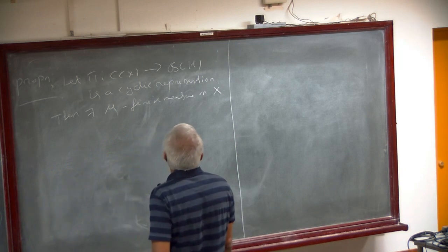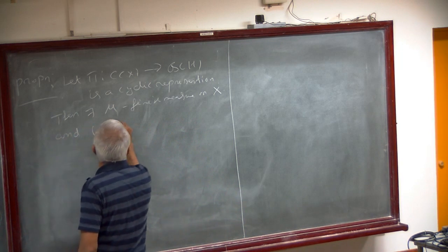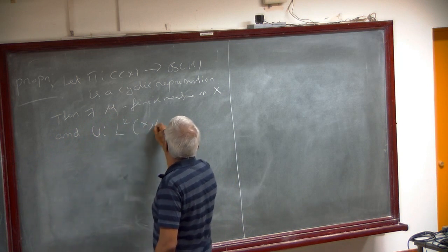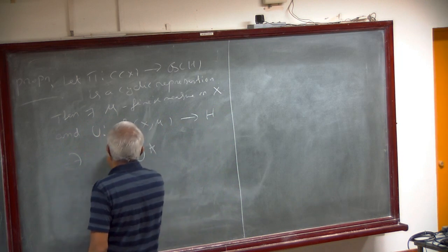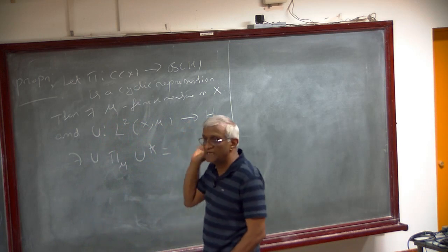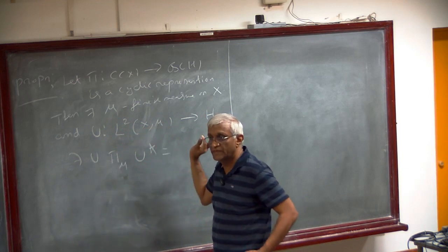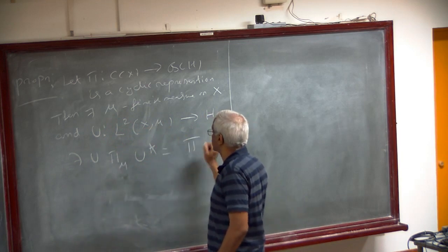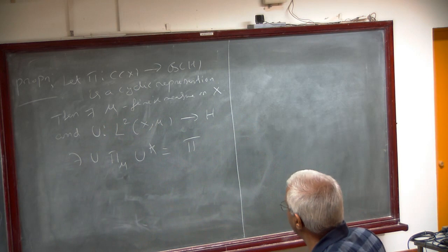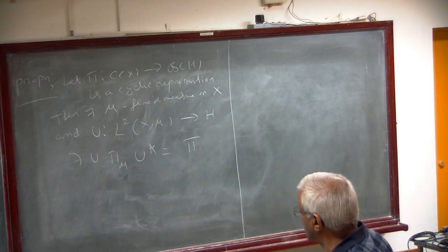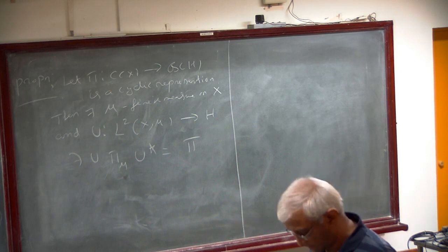So then there exists a finite measure μ on X and a unitary operator U from L²(X, μ) to this H, such that U* π_μ U, I mean, it is unitary, equals π. Any cyclic representation of C(X) is unitarily equivalent to a representation given by a measure. It can be represented as multiplication operators. That's what this is.